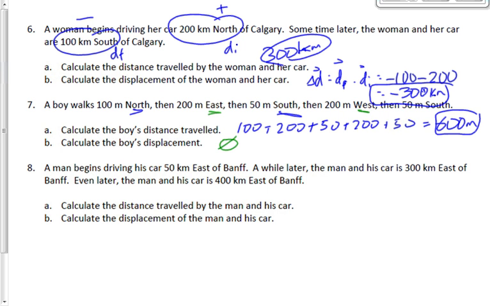Yeah, they cancel each other out. That's exactly what happens. When you add 200 plus negative 200, in effect, it's canceling out.